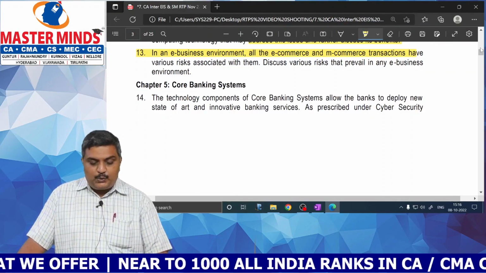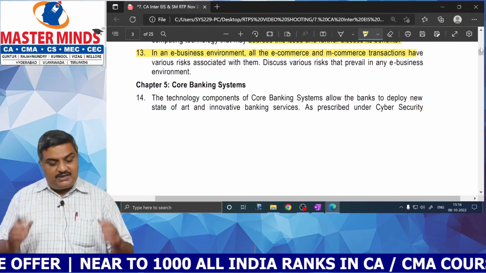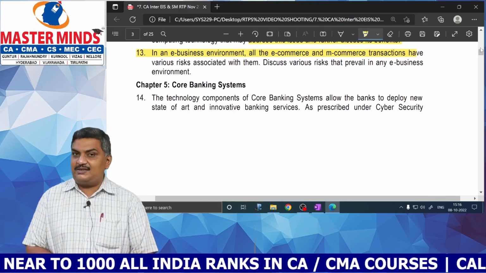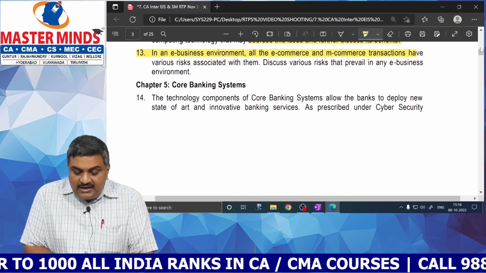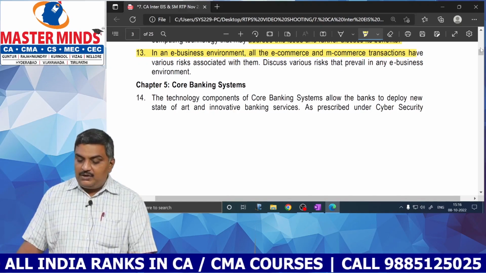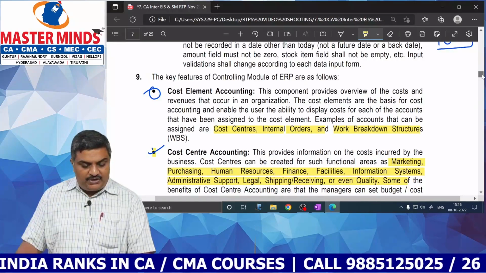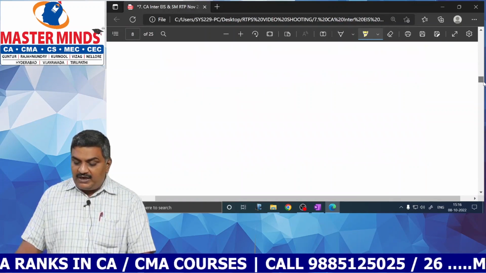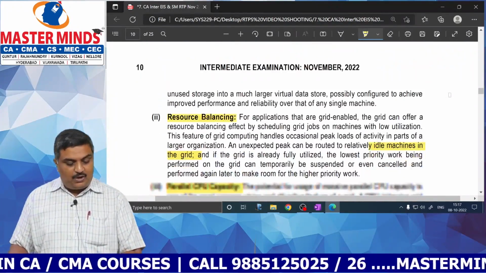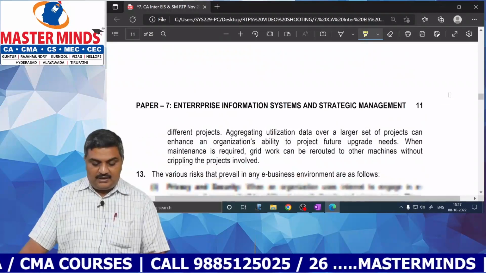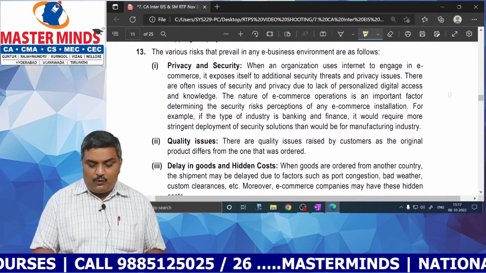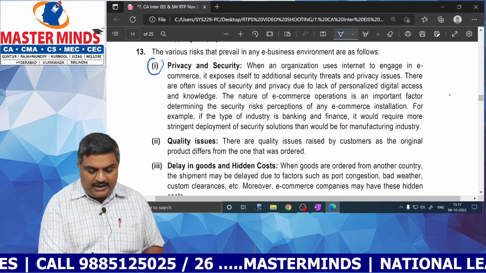And now the next one: in an e-business environment, all e-commerce and m-commerce transactions have various risks associated with them. Obviously, discuss various risks that prevail in an e-business environment. So this is again a very important question that is related to the risks of e-commerce. Okay, the risks that are involved in e-commerce applications. It's a very easy thing. The first and foremost thing is privacy and security.